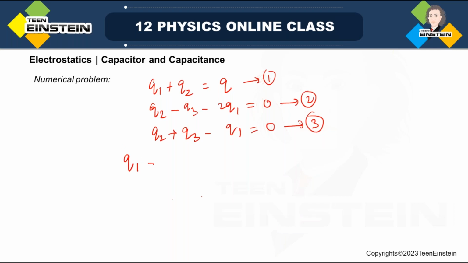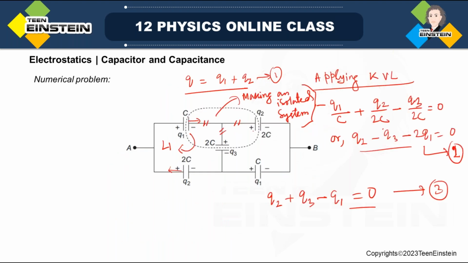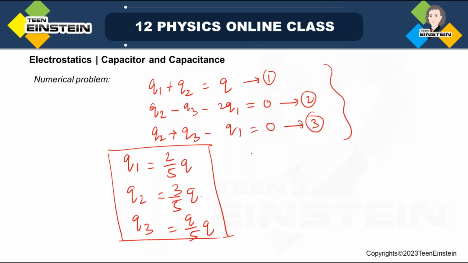So we'll get actually from here Q1 is equal to 2 by 5 Q, Q2 will be 3 by 5 Q, and Q3 will be Q by 5. So these are the values we should get. We'll just have to solve these three equations. From three equations, we have to solve and find out. Okay, all right. So once we get that, what we'll write? We'll write, see, between A and B, these are all between A and B.